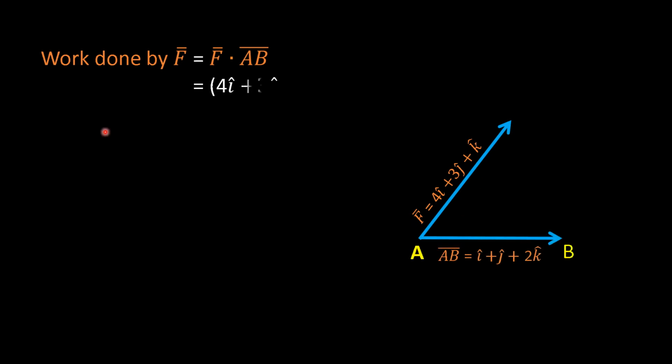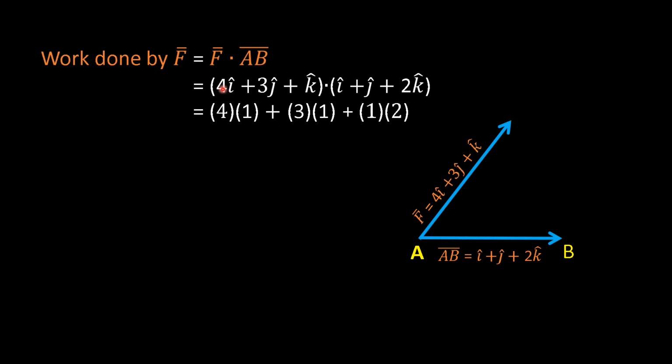Work done by F bar is F bar dot AB bar. This is F bar, this is AB bar. It will be 4i cap plus 3j cap plus k cap dot i cap plus j cap plus 2k cap. It will be 4 multiplied by 1, 3 multiplied by 1, plus 1 multiplied by 2. It will be 4, 3 and 2. So the work done by F bar will be 9 units.